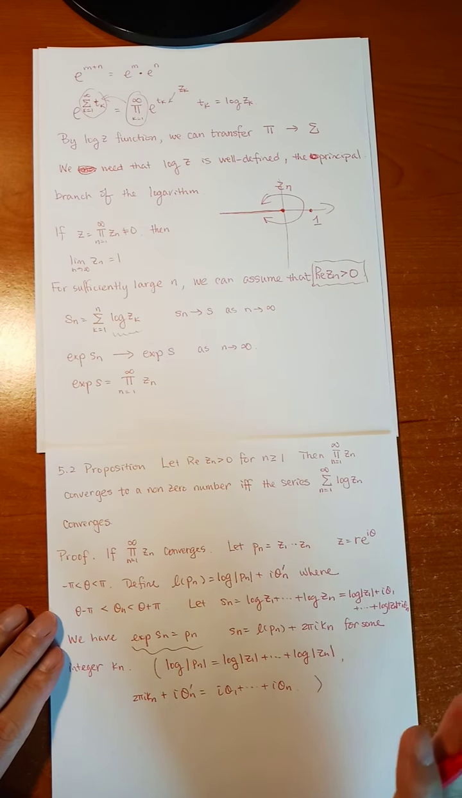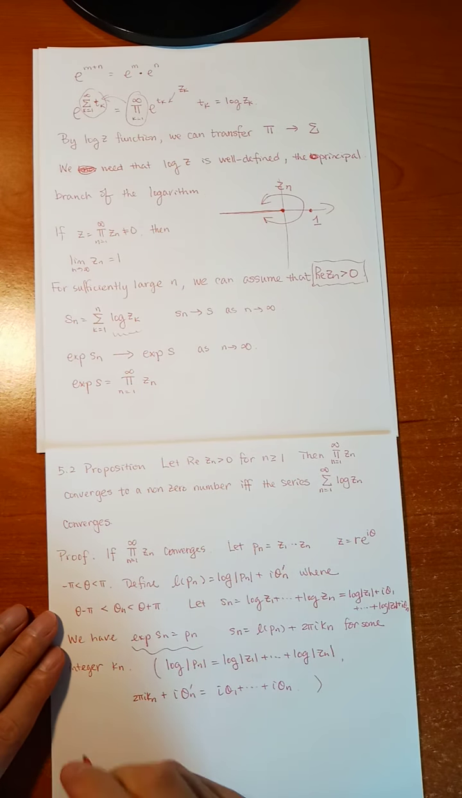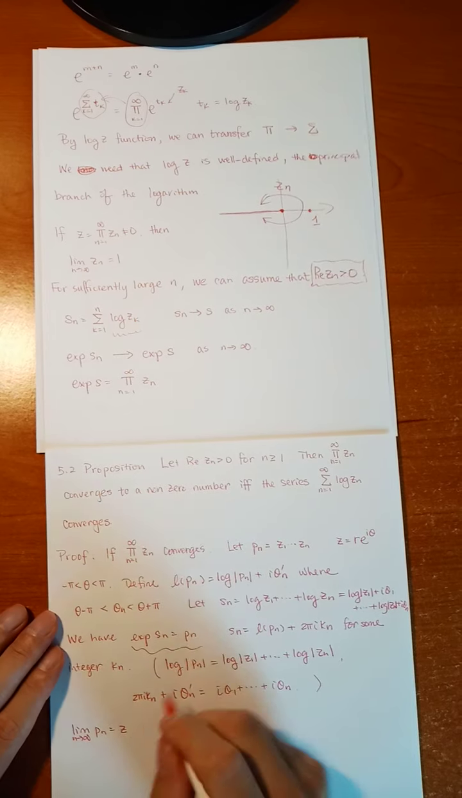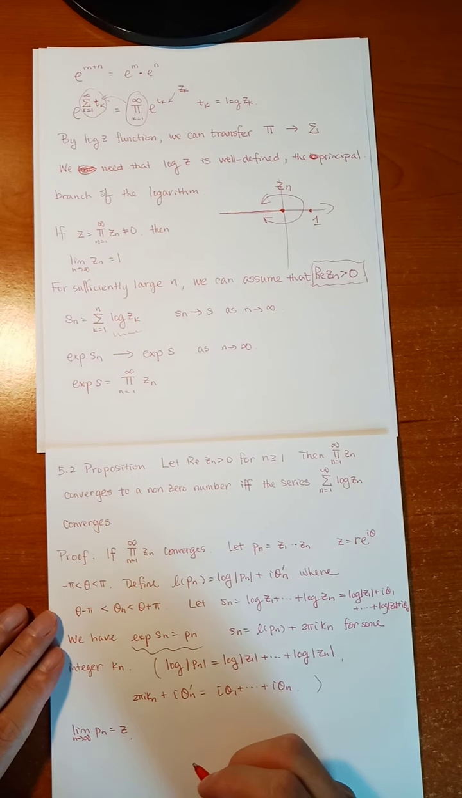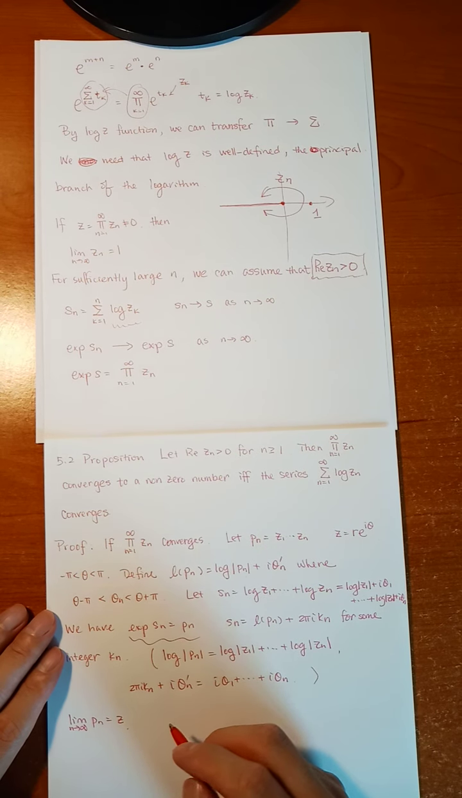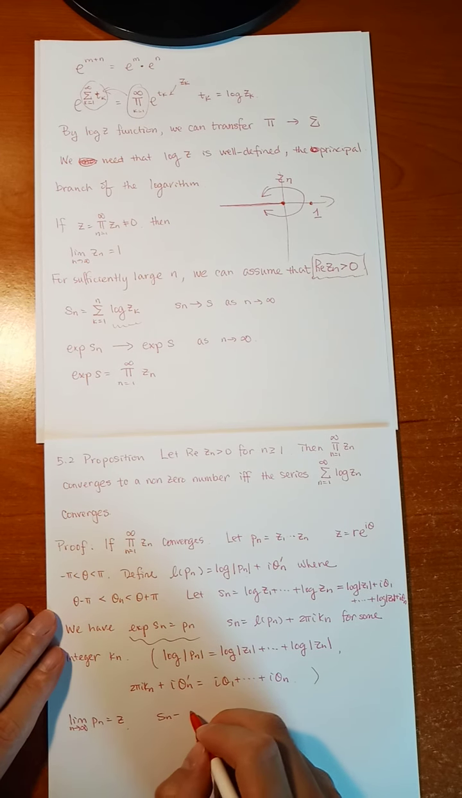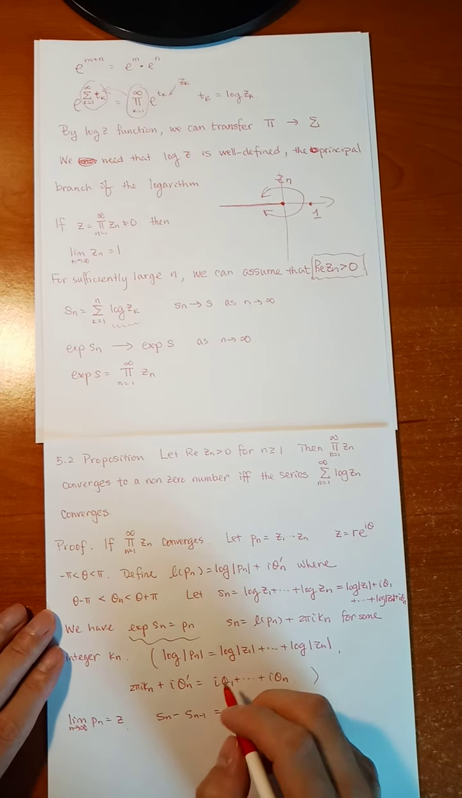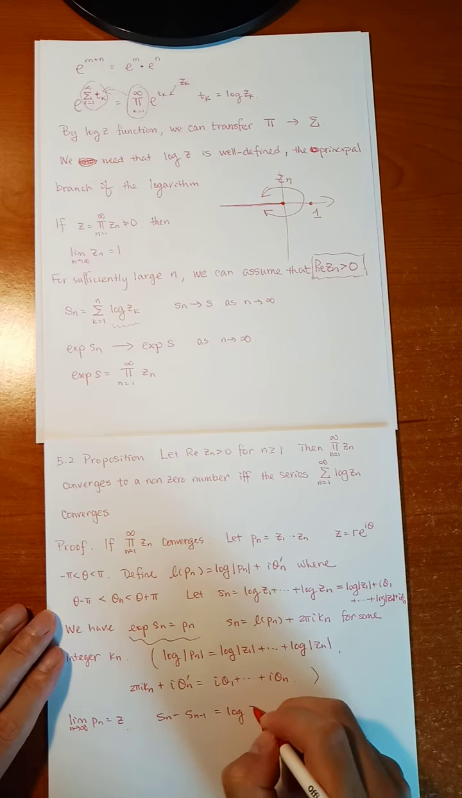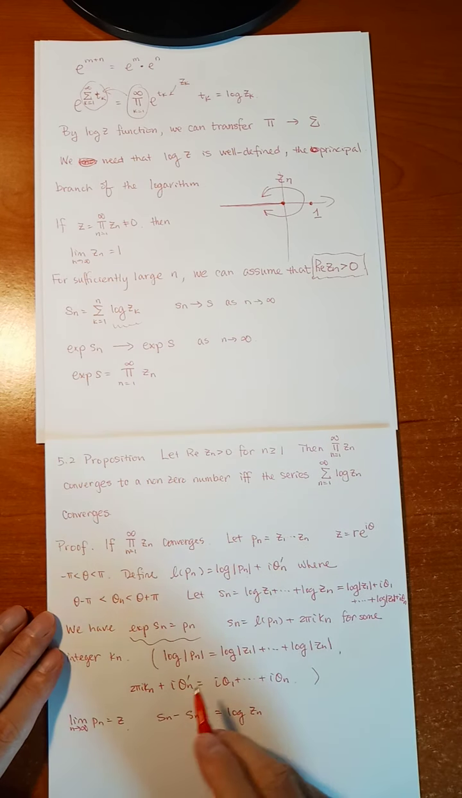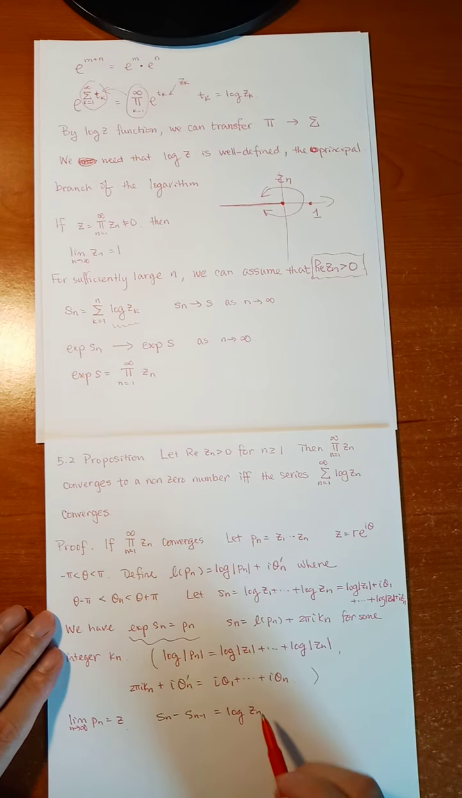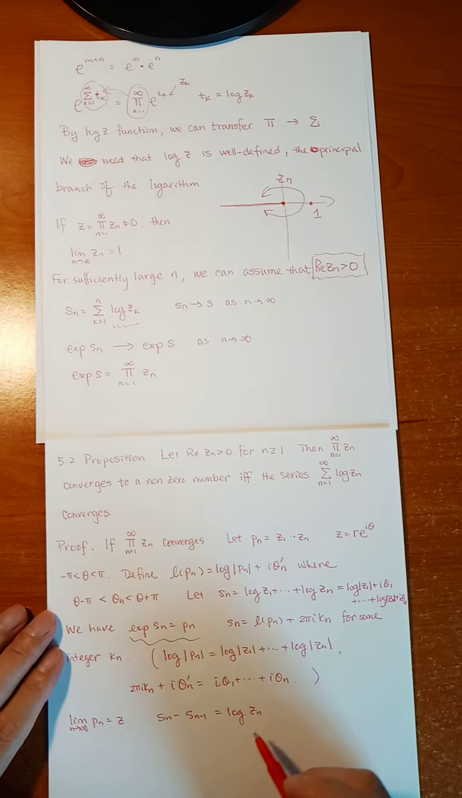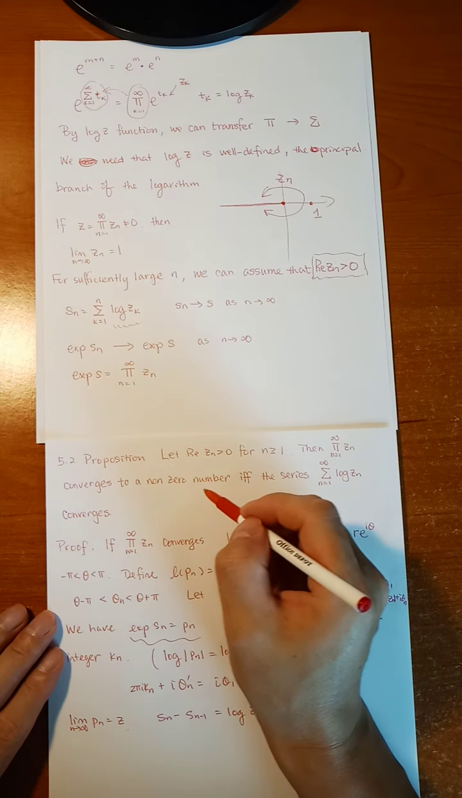Okay, so far that's what we have. And now here, P sub n is equal to z. This is an infinite product. This infinite product converges. The S_n minus S_{n-1}, which is natural log of z sub n. And remember that we assume it converges to a non-zero number.